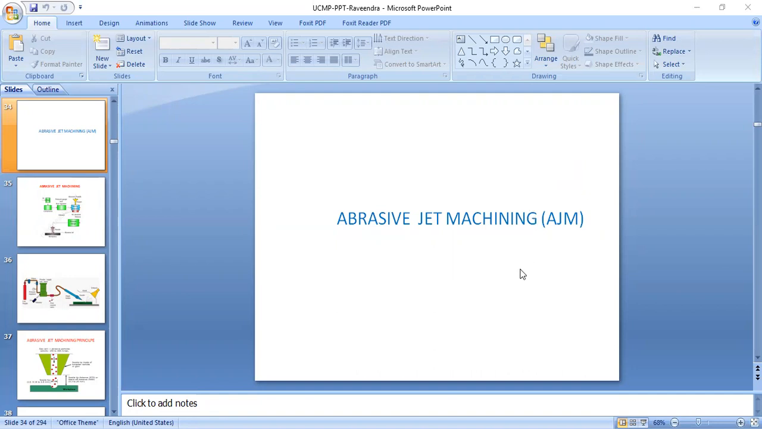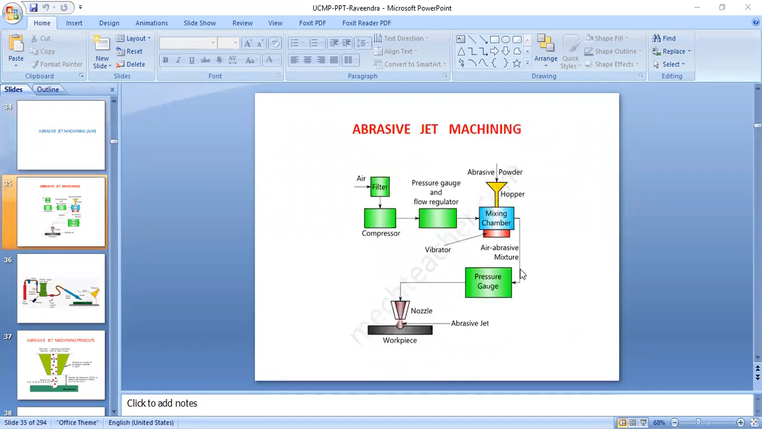Today we'll discuss abrasive jet machining. All of you see this screen. Here you can see the schematic diagram of abrasive jet machining.